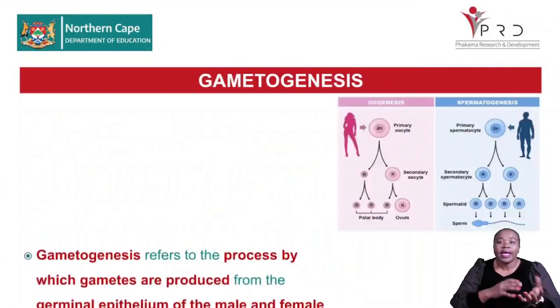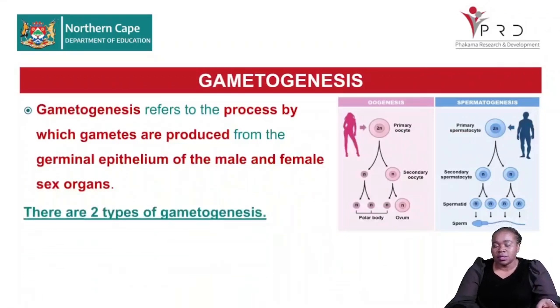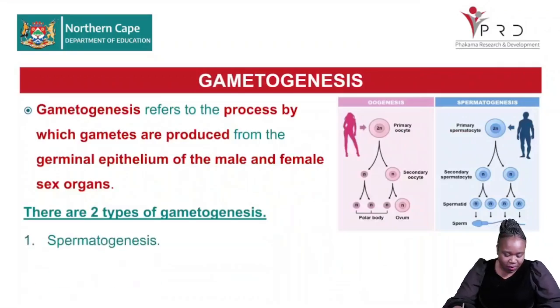Right. So as I have said, with gametogenesis we are going to be looking at both the production of the sperm cell as well as the production of the ovum, which is going to take place in the testes of the male, because those are the male sex organs, and in the ovaries of the female, which are the female sex organs. So we have two types of gametogenesis, specifically spermatogenesis and oogenesis.